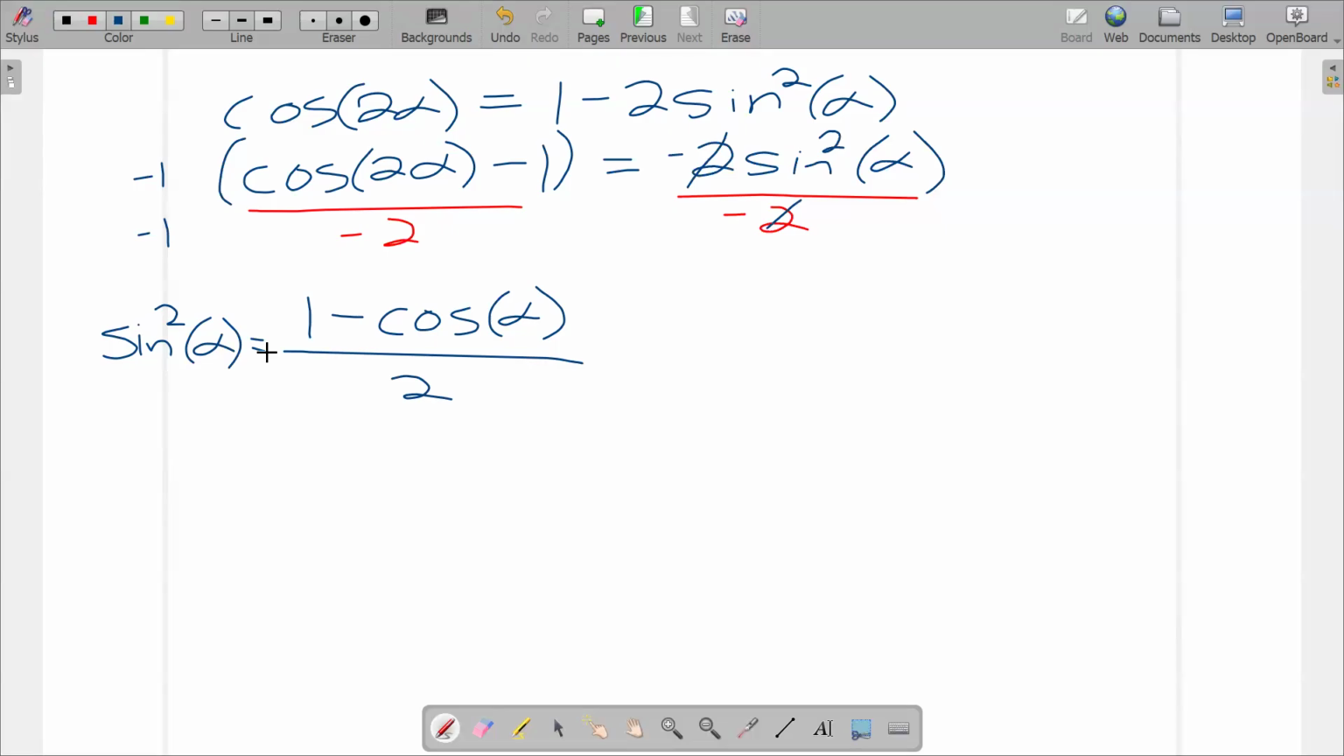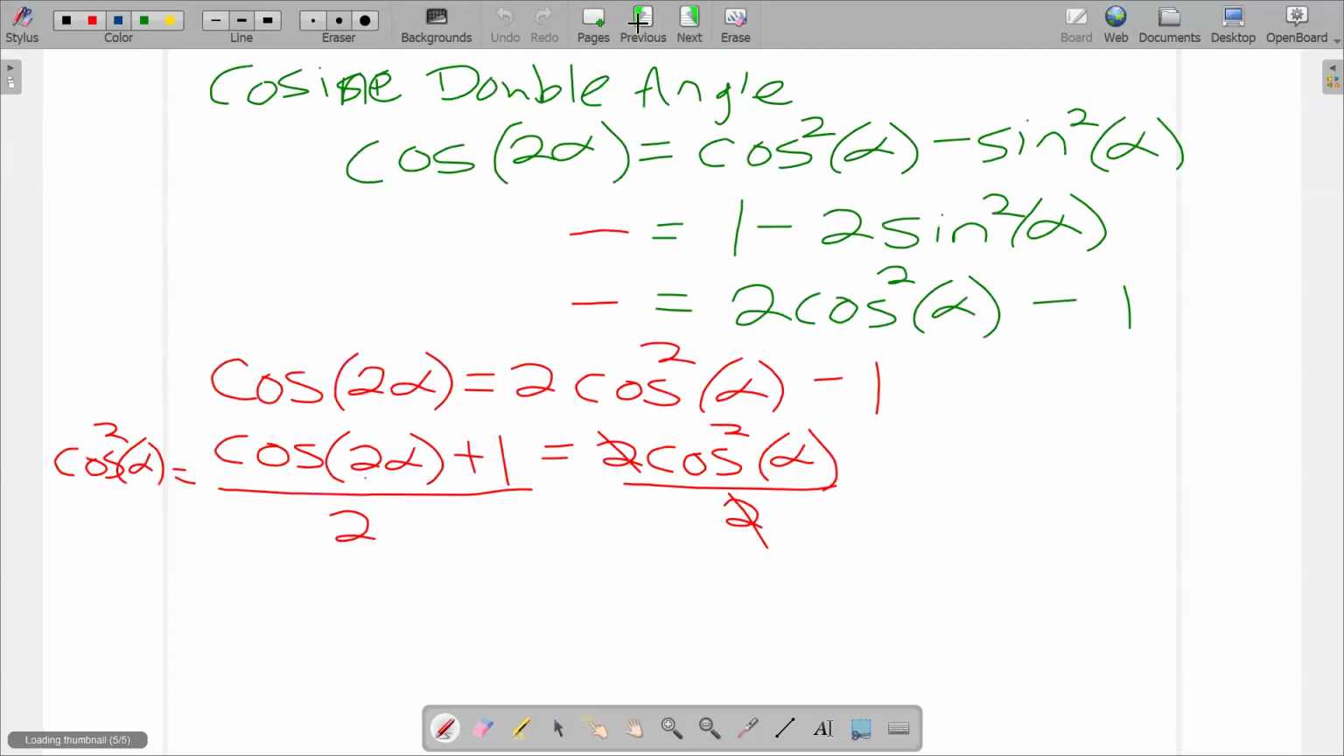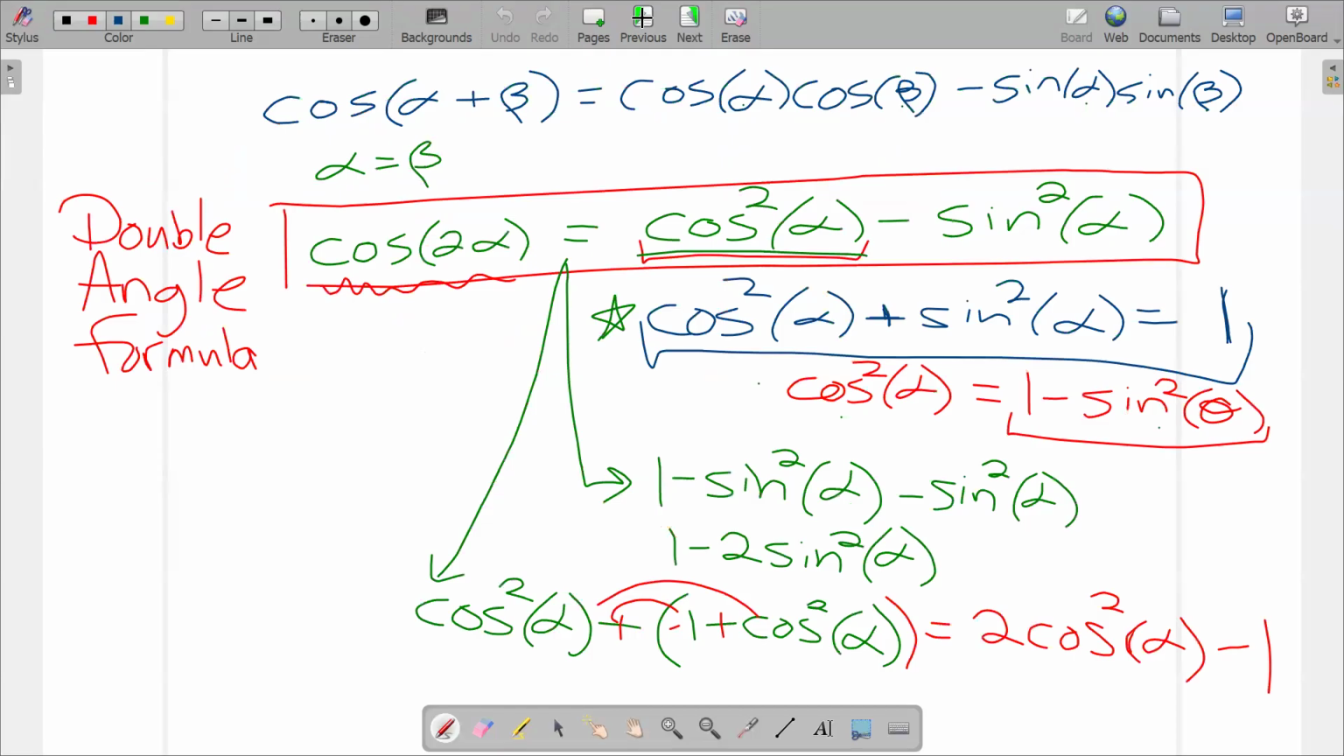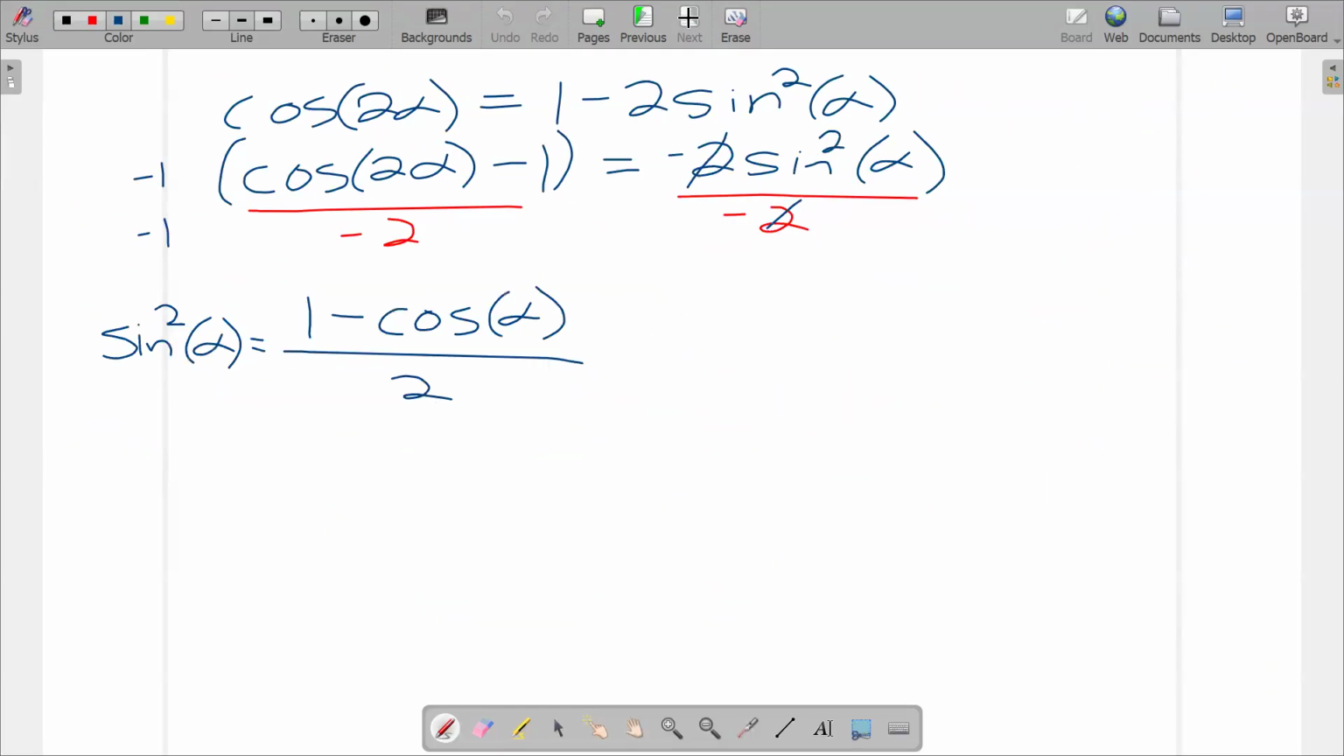So that formula right there, and then the other one with the cosine. So my other version is the cosine squared of alpha. I'm going to rewrite it as 1 plus the cosine. Something's missing. There's my 2. Well, there should be a 2 up here, shouldn't there?